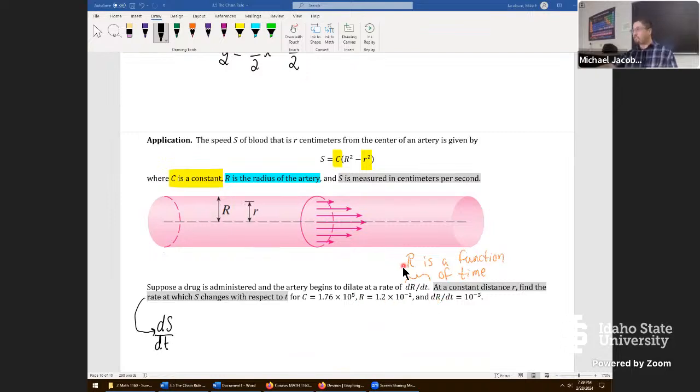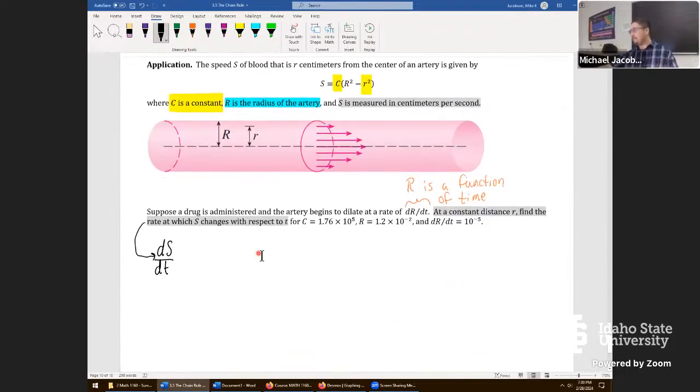And the only thing we know about this function right here is dr/dt is 10 to the power negative 5. So that's the rate at which this thing is changing. It's getting bigger because this is a positive quantity, but by a very, very minute amount. I mean, it is a blood vessel.